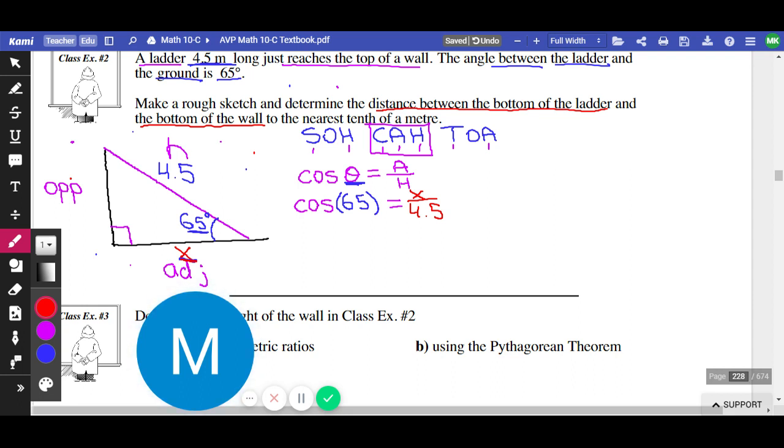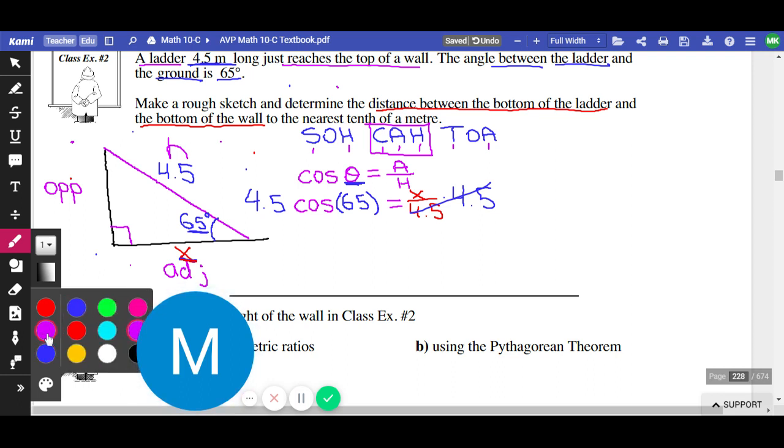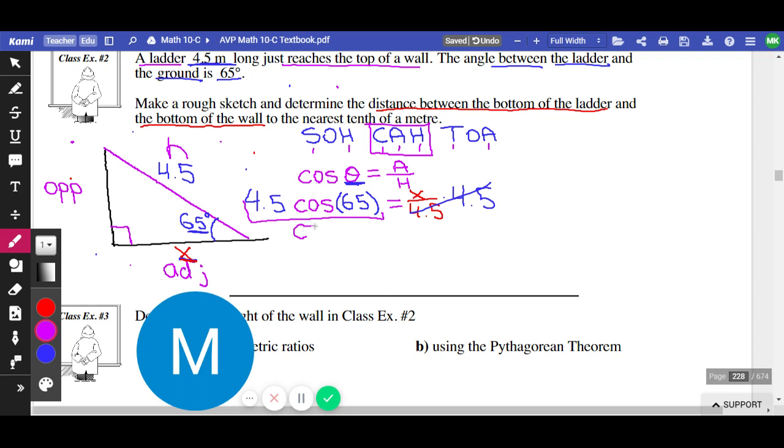Once you put your numbers into your formula, you need to isolate for x, so get x by itself. In this case, to get x by itself, you need to move the 4.5 over. This is divide. The opposite of divide is multiply. So I multiply my 4.5 over. It'll cancel on the right side, and I'm left with 4.5 times cos 65 equals x. You need to put that part in your calculator to get the right answer.